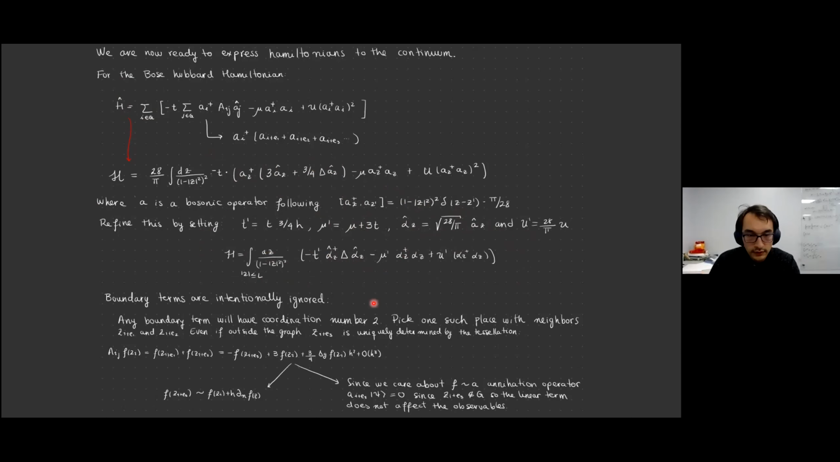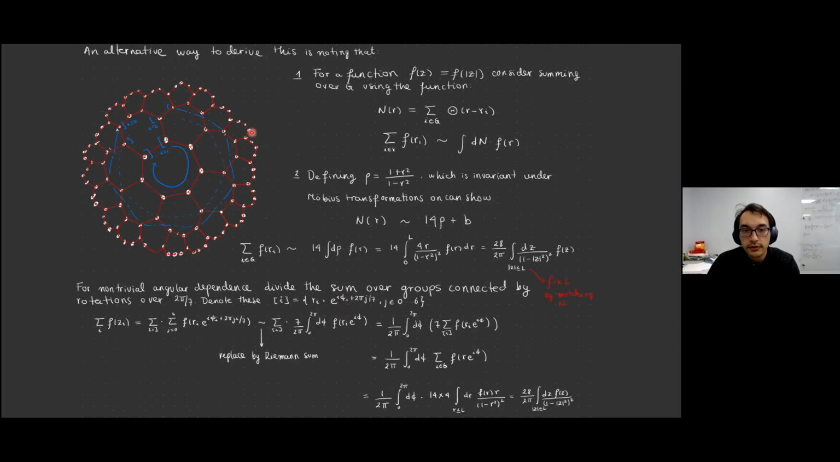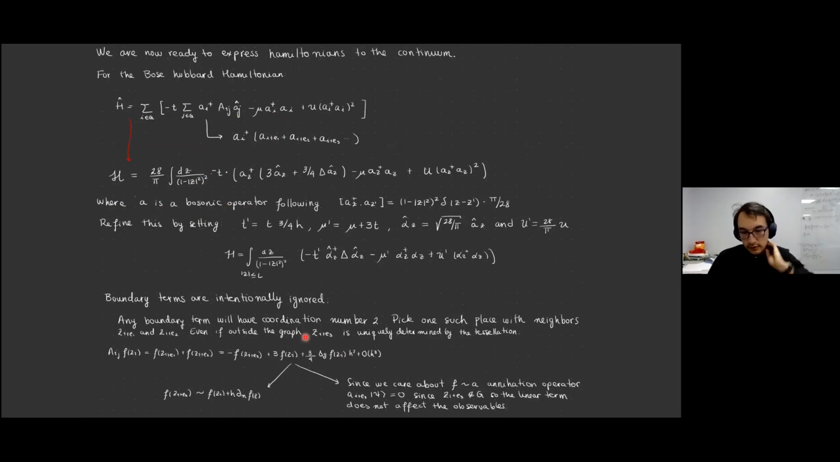One of the details that we skipped was looking at boundary terms, because the boundary terms have a coordination number of 2. So the action of the A matrix in them is slightly different, but by rearranging, you can show that you recover this 3 times the value of the function at the site, plus this Beltrami operator, minus the value of the function in this extra term outside the graph.